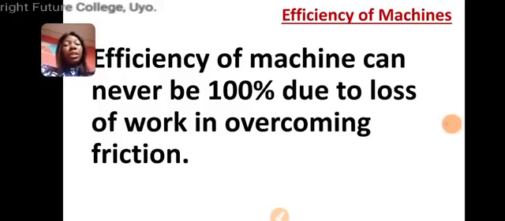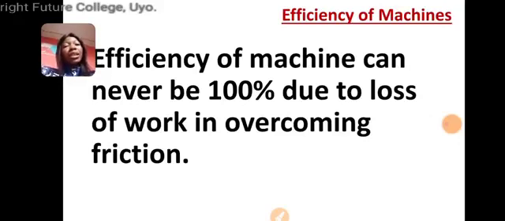So efficiency of machine can never be 100% because of the loss of work in overcoming friction. When we are talking about loss of work in overcoming friction, it means that the energy the machine could have used to perform a particular work is used to overcome friction in order to allow it to move. Remember, we said that friction opposes motion. Motion has to do with movement. So for a machine to move, it has to overcome friction first.